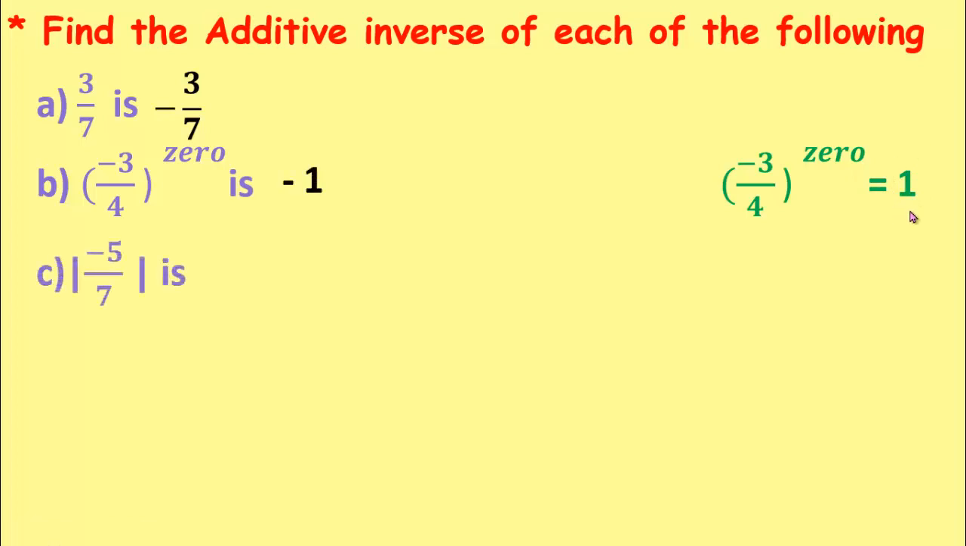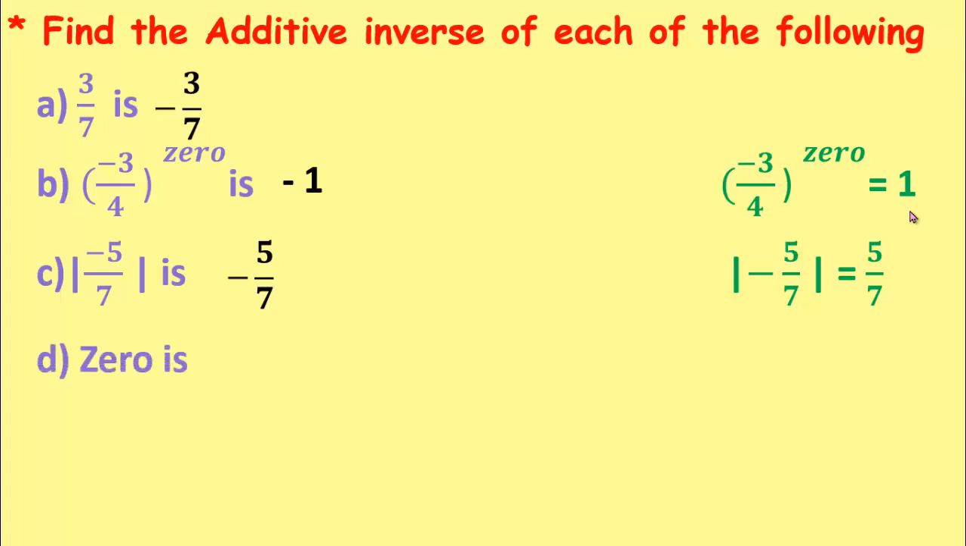Number C, absolute value of negative 5 over 7. Again, we said before that the absolute value of any negative number is the same number but in positive. So the absolute value of negative 5 over 7 is equal to 5 over 7. What is the inverse of 5 over 7? Is it the same number but in negative? So it's negative 5 over 7.